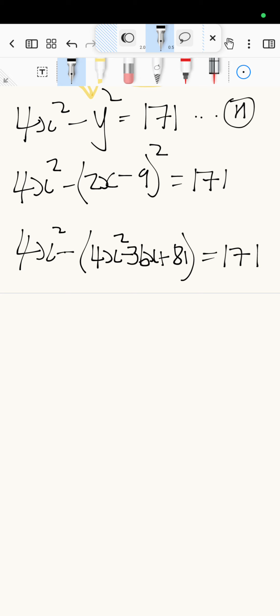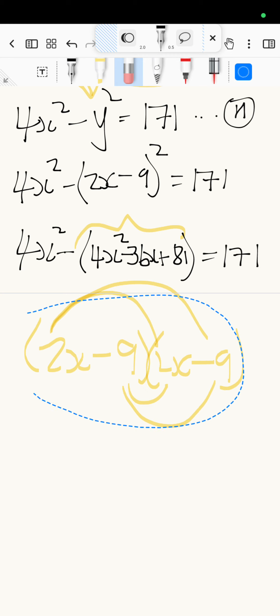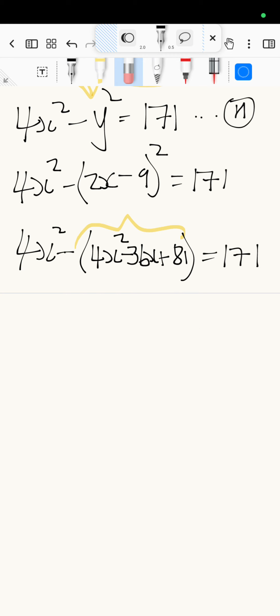Okay, where did I get this? If you don't know where I got this, I took this bracket and I multiplied it by itself. So I said 2x minus 9 multiplied by another 2x minus 9. So that times that, that times that, this times this, this times this. I did that whole thing. I just did it quickly, and that gave me that bracket that I have there.